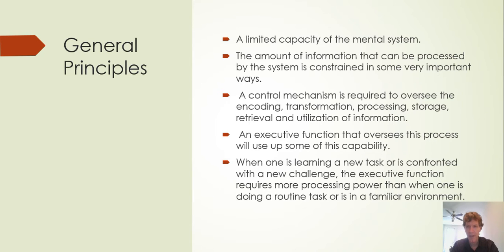There's a control mechanism that is required to oversee the encoding, taking in, the transformation and the processing, as well as the storage and utilization of information in the brain. We have what's thought of as an executive function within our mind, theoretically, that oversees this process and helps us to use it in a strategic way. This also gets into issues such as metacognition. When one is learning a new task, such as new tasks related to reading and writing, or is confronted with a new challenge, then we need more processing power in order to accomplish that task.